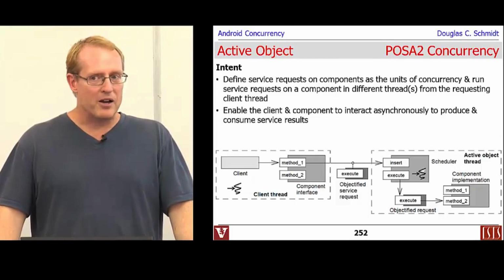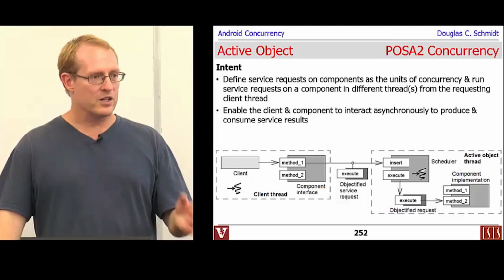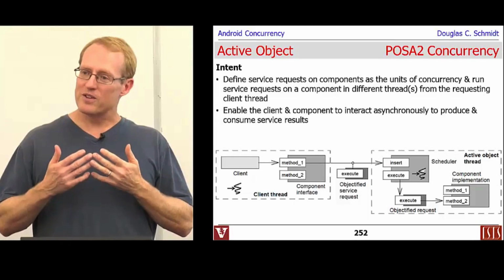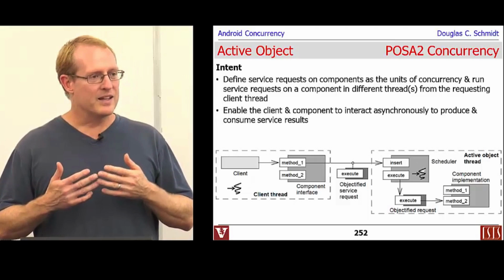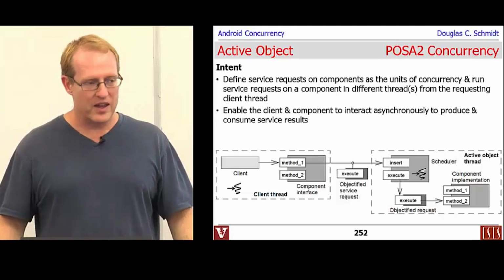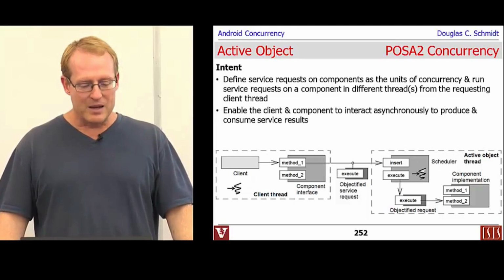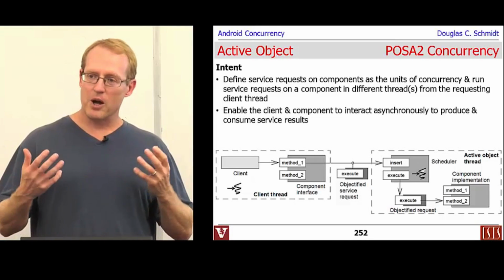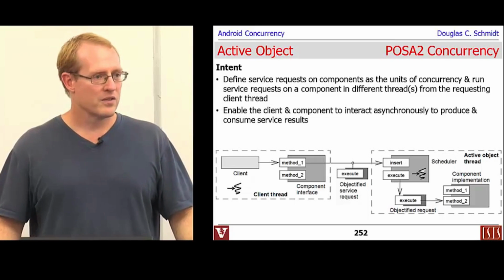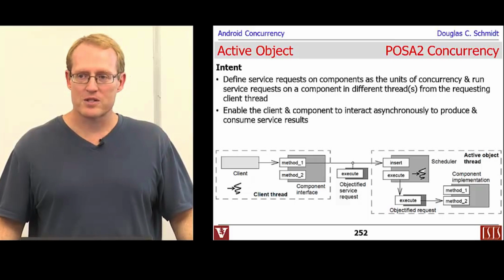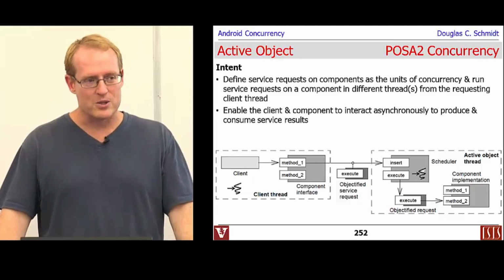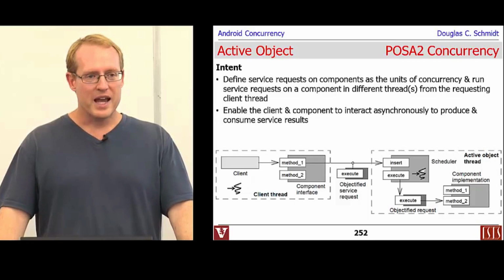So the intent of the active object pattern is to define service requests on components or objects and make these be the unit of concurrency in the program, and then run requests for these services in different thread or threads than the requesting client, and enable the client and the component to interact asynchronously to produce and consume results that occur as a result of invoking the service. Now, that may seem like a bit of a mouthful, but it's actually very straightforward, and we'll talk about each of the pieces of the intent as we walk through this.